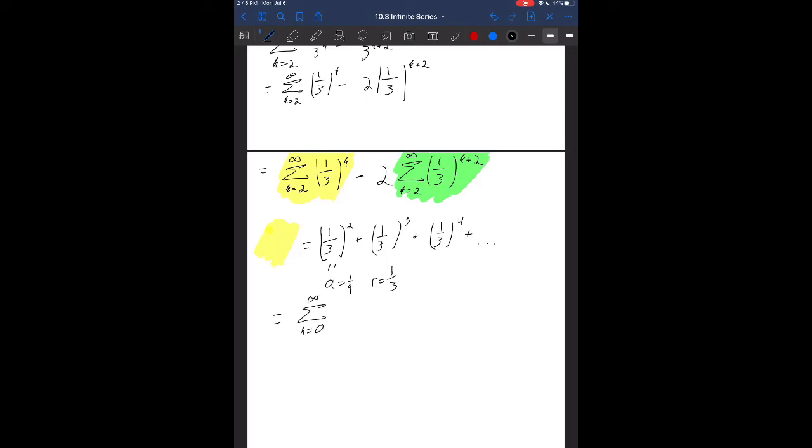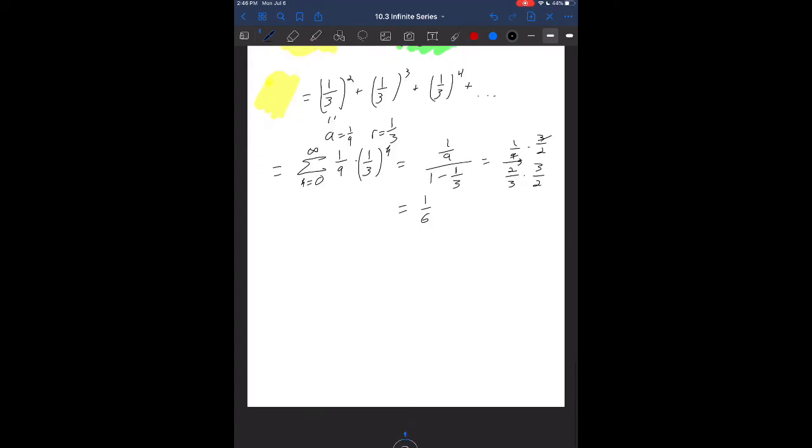So this is actually equal to the sum from k equals 0 to infinity of 1/9 times 1/3 to the k. 1/3 is definitely less than 1. It has an absolute value of less than 1. So this series is going to converge, and we know what it converges to. Specifically, this is going to converge to 1/9 over 1 minus 1/3, which is 1/9 over 2/3. Multiplying the top and bottom by 3/2, those are going to cancel, and I'm going to be left with 1/6.